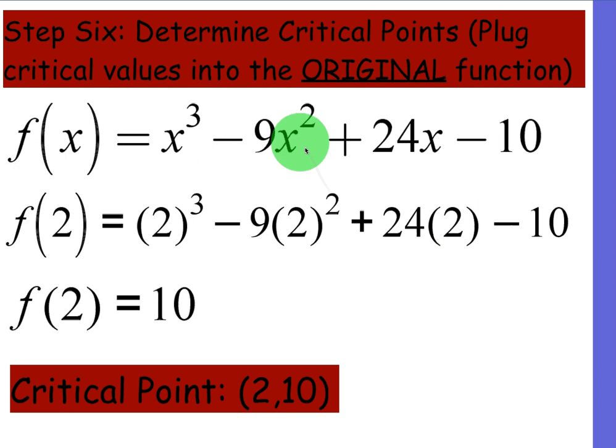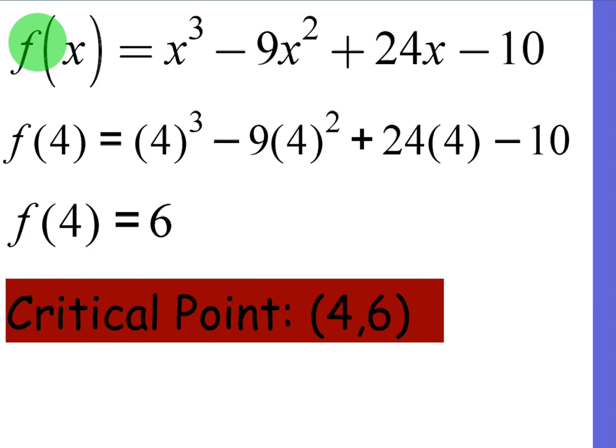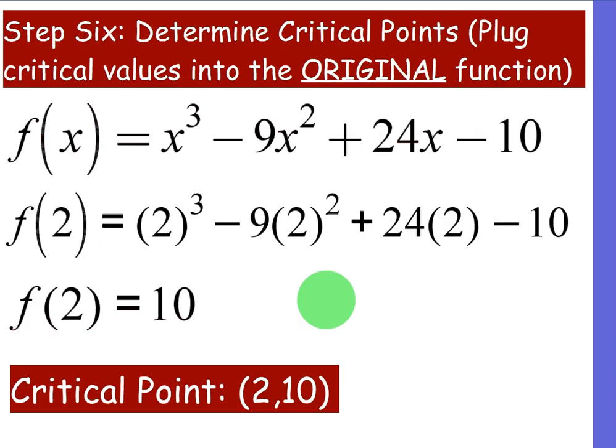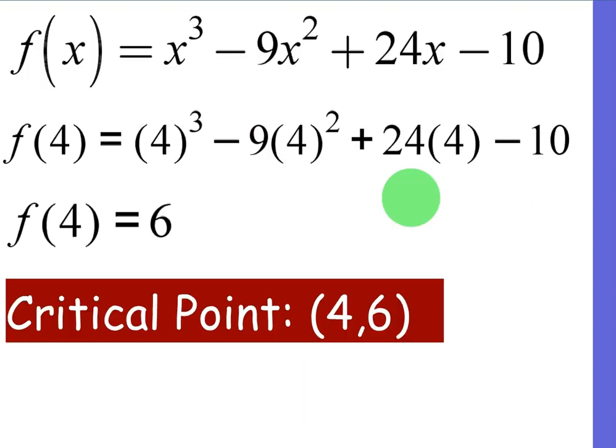So when we plug in 2 back into the original, we get 10. So my first critical point is (2, 10), and we're going to take a look at that in just a second to see what that looks like on the graph. The next critical point, we plug it back in, is (4, 6). That's going to tell us our second critical point. And so once we found these 2 points, (2, 10) and (4, 6), we're done. I just want to take a look at the graph now to see what it looks like.